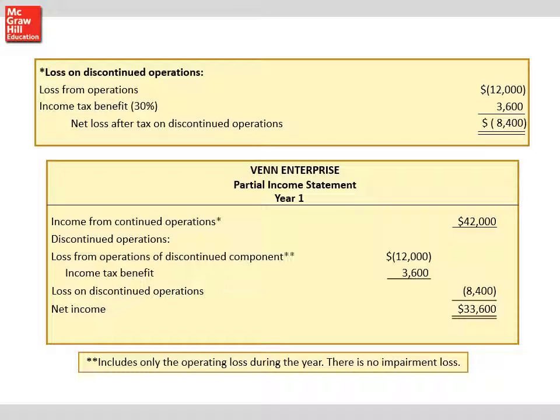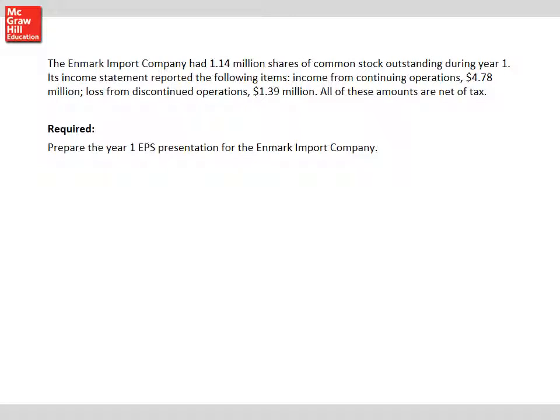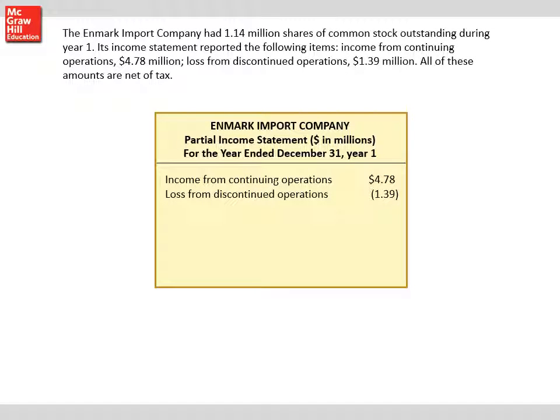In 4.10, the Enmark Import Corporation had 1.14 million shares of common stock outstanding during the year. Its income statement reported the following: income from continuing operations, discontinued operations, and we need to prepare the year one earnings per share, just that part of the income statement for this import company. So, income from continuing operations 4.78 million, loss from discontinued operations 1.39 million, net income 3.39 million.